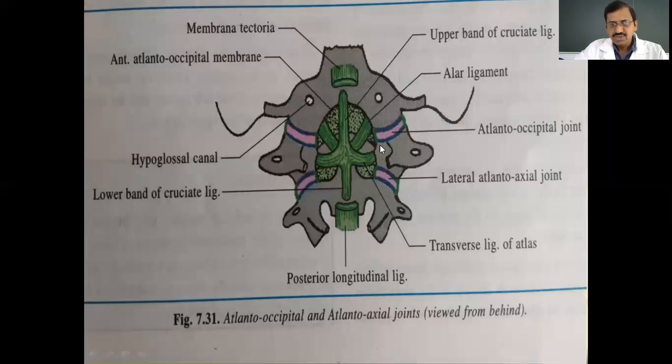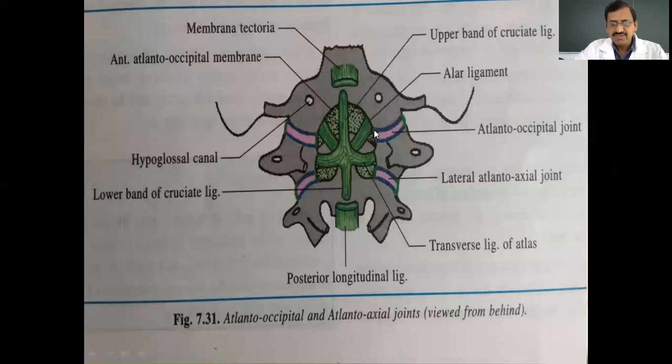These two joints are most important because these are the joints responsible for the production of movements between the head and neck. Suppose you want to move like this, it is called the movement of "no". This is between the axis and atlas. This movement is produced between the axis and atlas, and this is called the joint of "no".